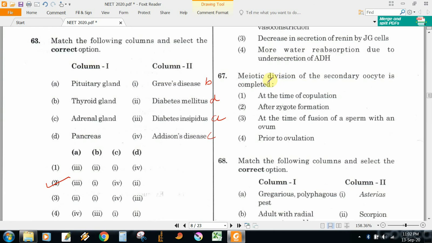Now, the next one we are having, meiotic division of secondary oocyte is completed. The first option is at the time of copulation, second is after zygote formation, third one is at the time of fusion of sperm with ovum, next is prior to ovulation. So it is third option, at the time of fusion of a sperm with an ovum, right? Soon after the sperm enters into the egg or the ovum, the secondary meiotic division is completed.